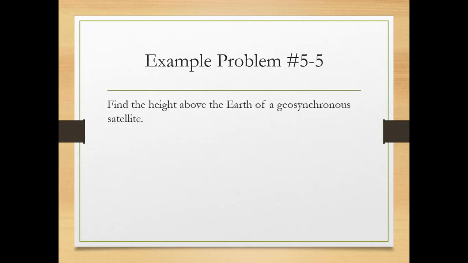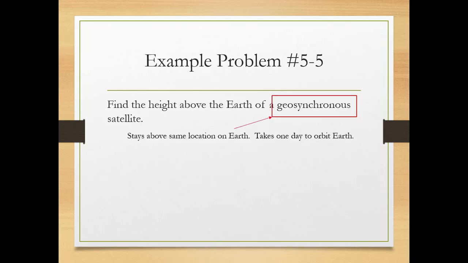So let's find the height above the Earth of a satellite that's in a geosynchronous orbit. The term geosynchronous means that the satellite stays over the same location of Earth at all times, which means that the orbital period of that satellite has to be equal to the period of the rotation of the Earth. So the orbital period must be 1 day. It stays above the same location, so it takes 1 day to orbit the Earth, is what that term means.